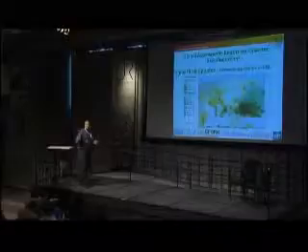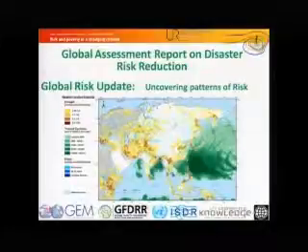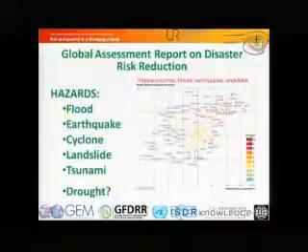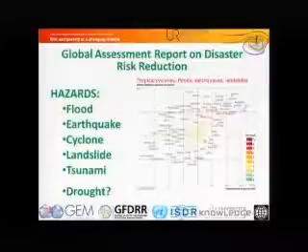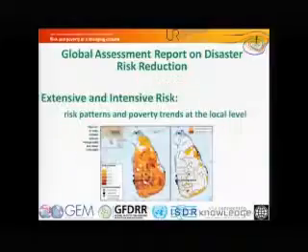It has 4 components. The first component is a global risk update, in which we conducted a global risk assessment at a very detailed level using globally available data. It targets 5 risks, and we also attempted to model droughts as a global exercise with many challenges, and we want to inform you about this.